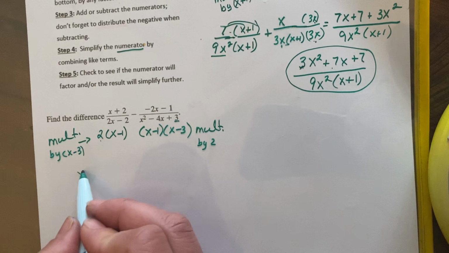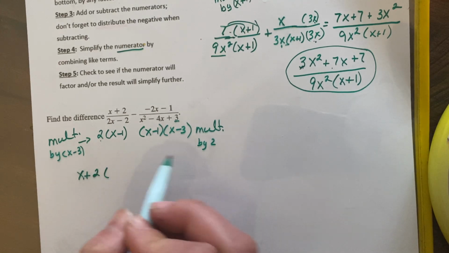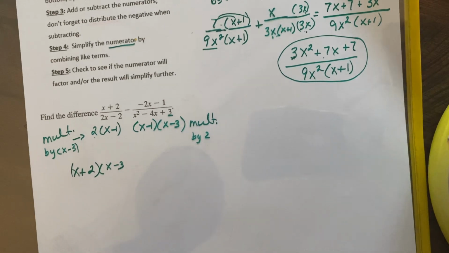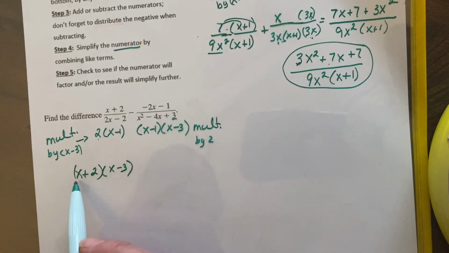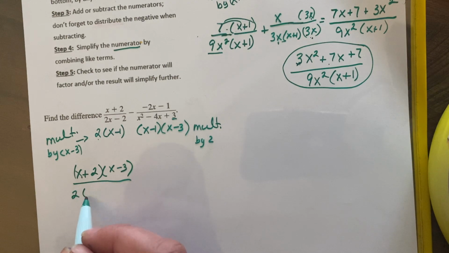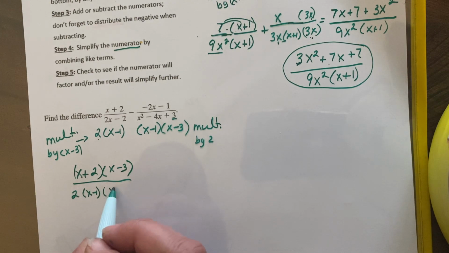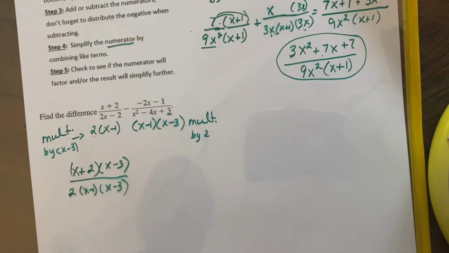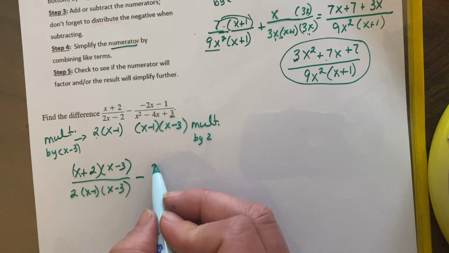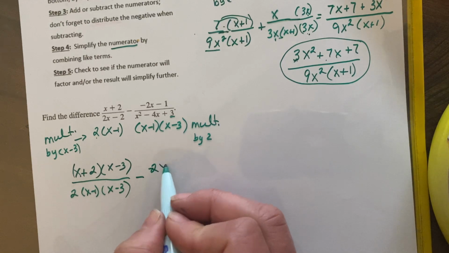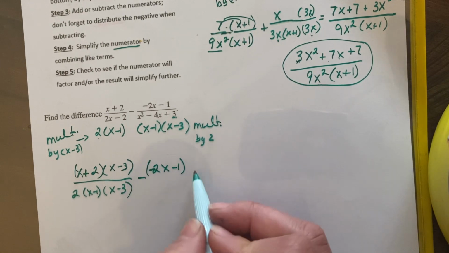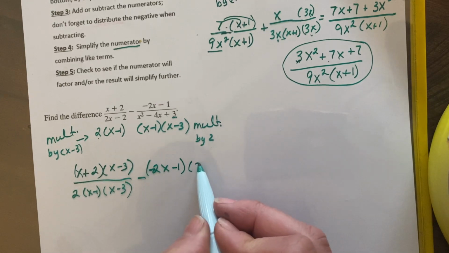All right, so we have x plus 2 times x minus 3. Add the parentheses in because we're going to have to FOIL. And then in the denominator, it looks like that. So there's our first fraction over here. That is a negative there, sorry. And then we're going to multiply it by 2.